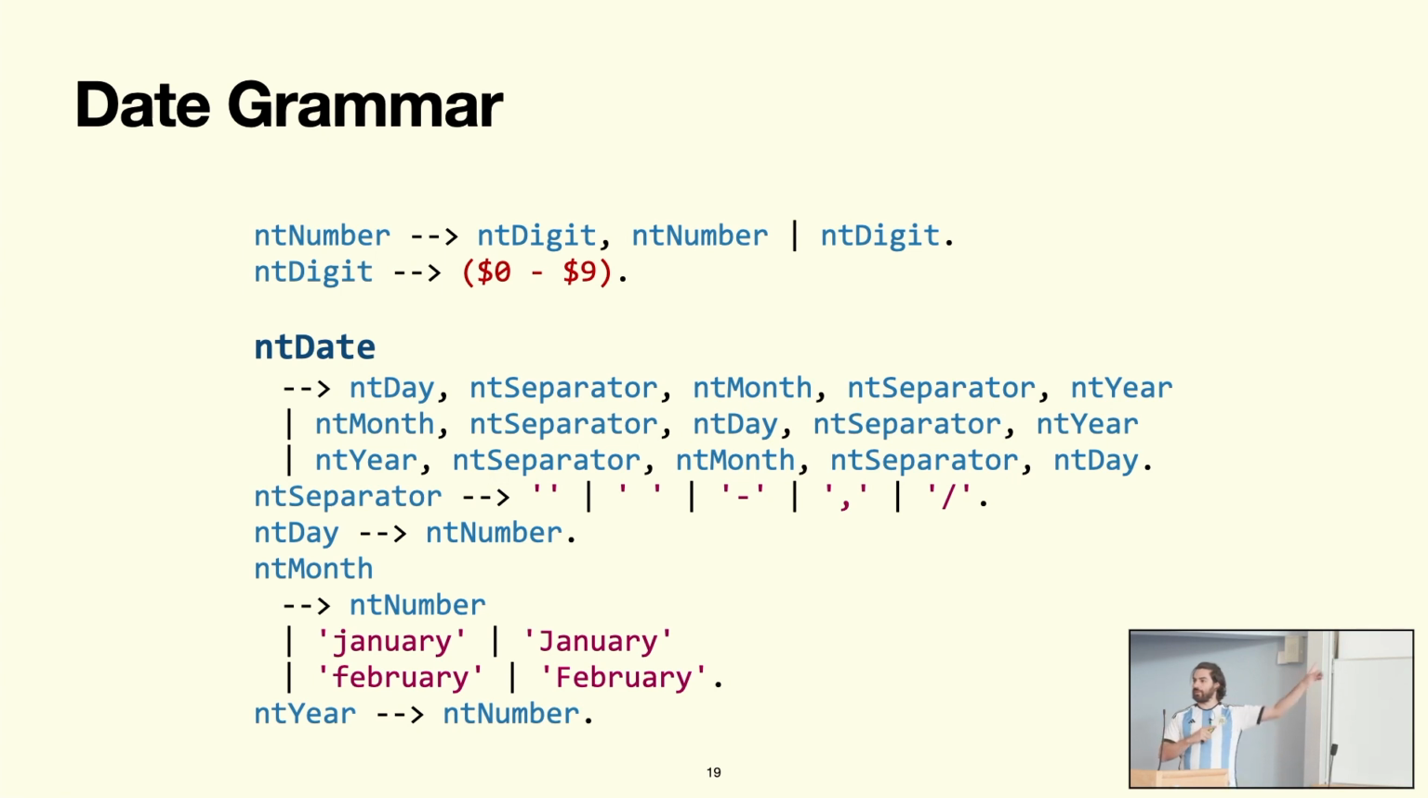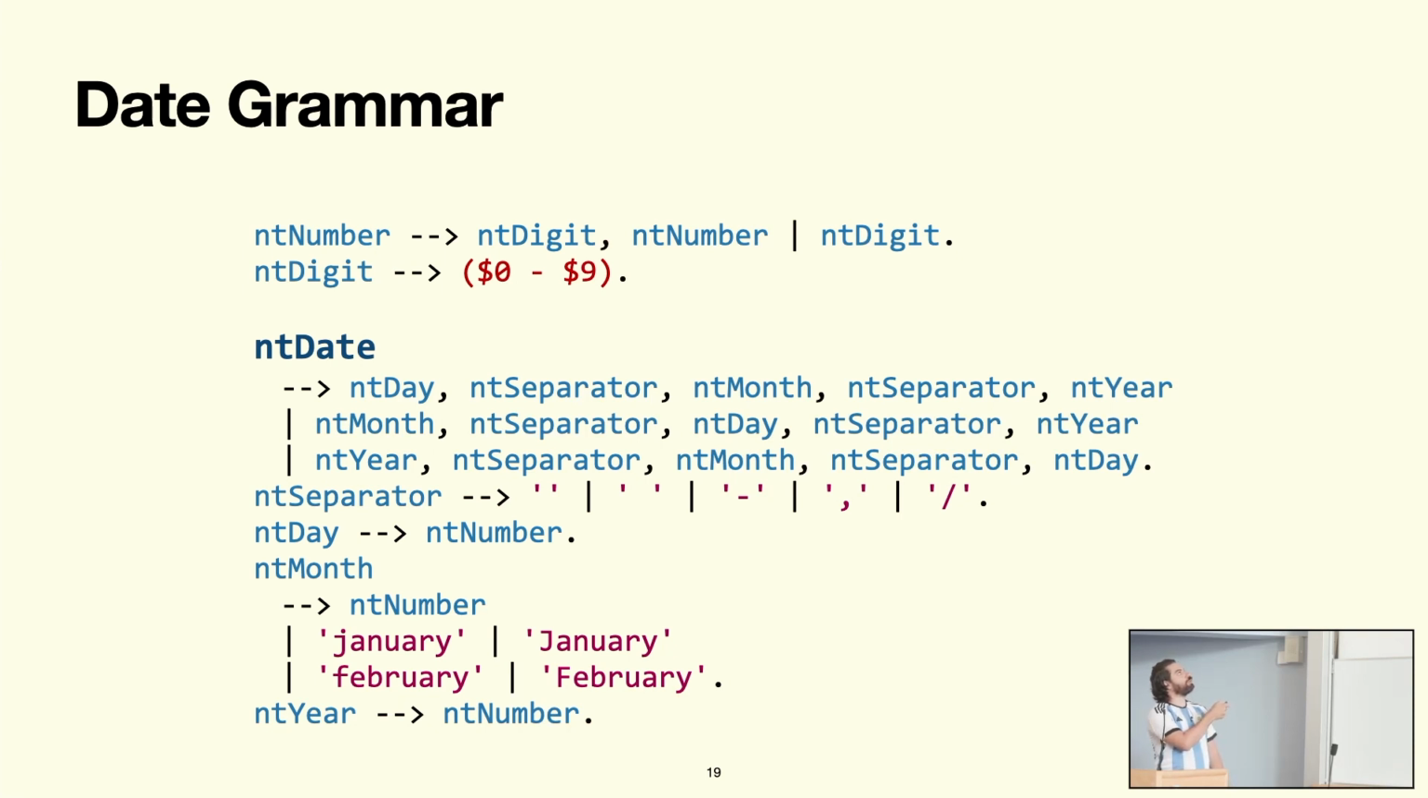Actually, this grammar was written by Adrien, that is there. No, this grammar I wrote. So he wrote the grammar library. I wrote this little grammar, which is a grammar for a date. So let's look at it a bit. So we have numbers. Numbers are digits followed by a number or a digit. A digit is something that goes from 0 to 9.